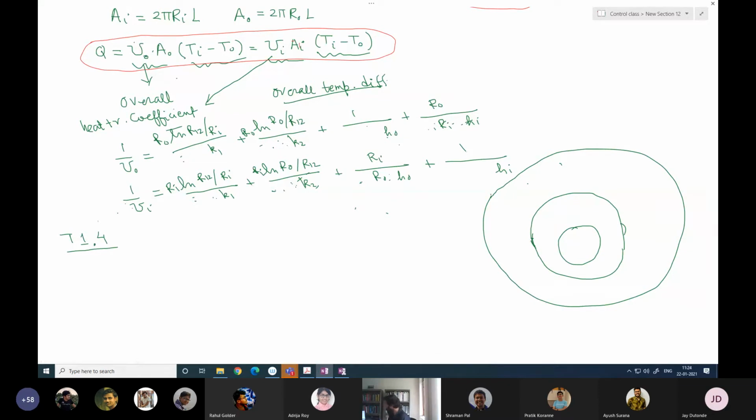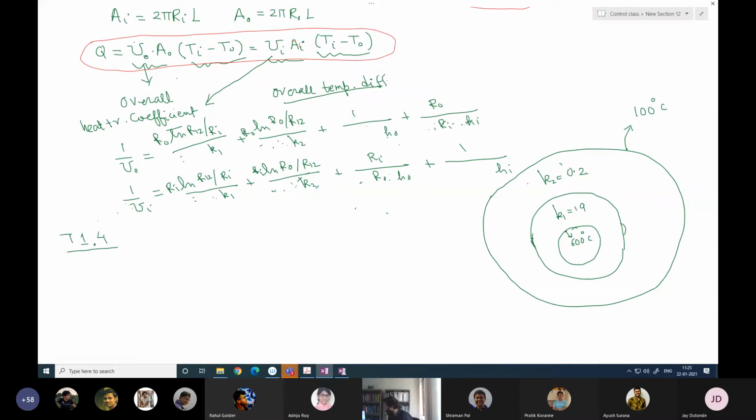If the inside wall temperature is 600 degrees centigrade, outside wall temperature 100 degrees centigrade. So this is 600 degrees centigrade and this temperature is 100 degrees centigrade. Okay. And the K is 19, K is 0.2. This K is 19. So this is K1 equals 19 in SI unit. K2 equals 0.2. Okay.